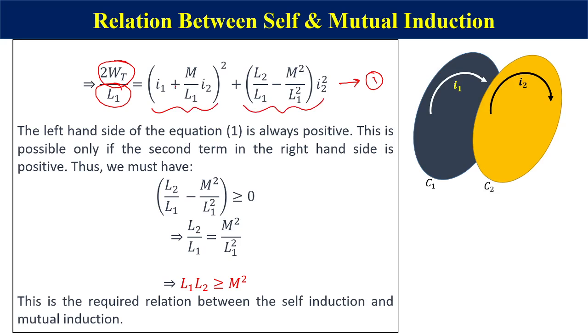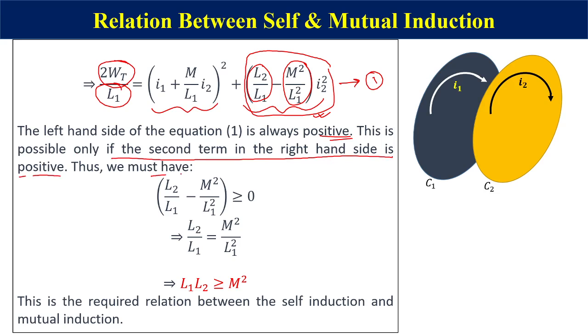So this is anyway a positive term because there is a plus sign and there is no negative sign over here. This term as a whole taken a square will also give us a positive term. What about this particular term? There is a negative sign. Now in order to make the whole term positive, we must ensure that this term which is here should be greater than this term. So the left hand side of equation 1 should always be positive, and this is possible only if the second term in the right hand side is positive.